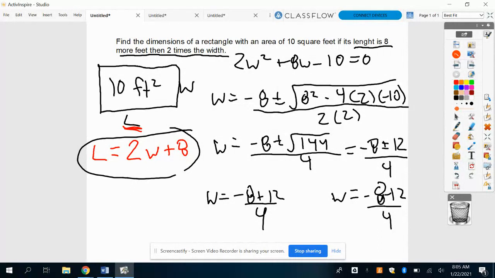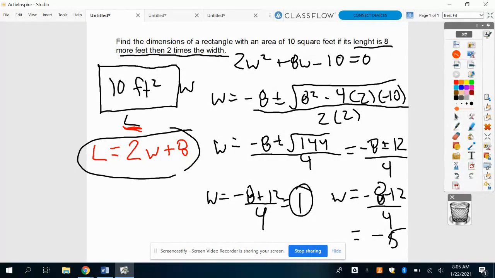So negative 8 plus 12 is going to be a 4. Divided by 4 is going to be 1. So there's one possibility. And then over here, negative 8 minus 12 is going to be a negative 20 divided by 4, which is a negative 5.